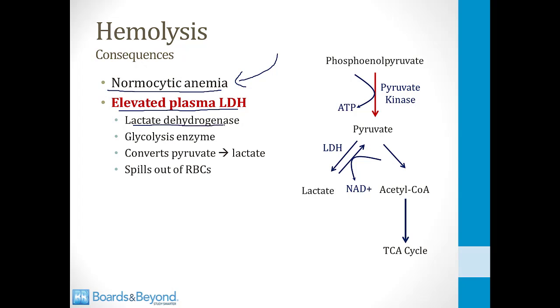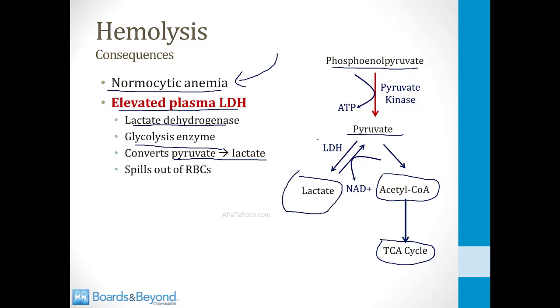LDH is lactate dehydrogenase. If you've watched the biochemistry module on glycolysis, you know that it is a glycolysis enzyme. It converts pyruvate into lactate. Shown on the screen is the terminal portion of glycolysis where phosphoenolpyruvate is converted to pyruvate. Now many cells will convert pyruvate into acetyl-CoA, which will enter the TCA cycle, which will then generate energy using oxidative phosphorylation. But red blood cells lack mitochondria, so they cannot perform oxidative phosphorylation, so they convert lots of pyruvate into lactate. This means that they have lots of LDH inside of the cells, and this will spill out of red blood cells when there is hemolysis, and this will generate a high plasma level of LDH in the setting of hemolysis.